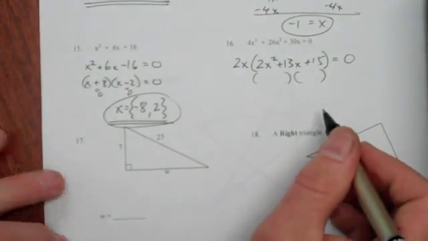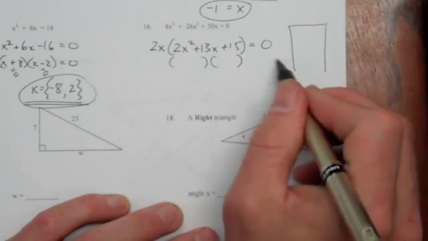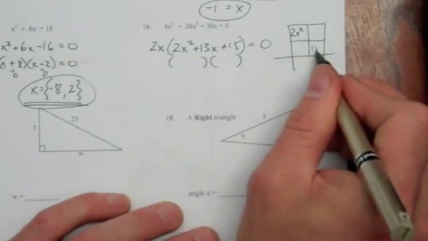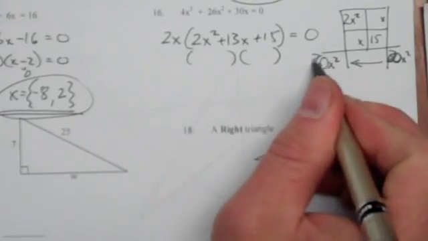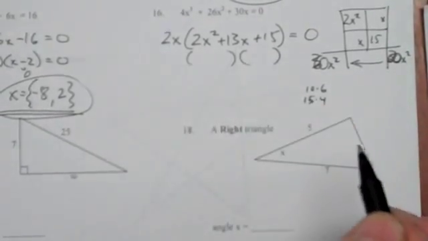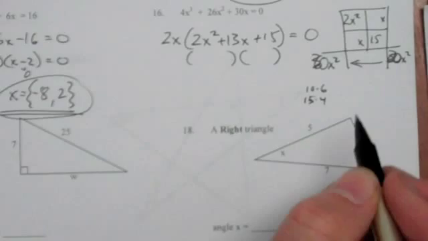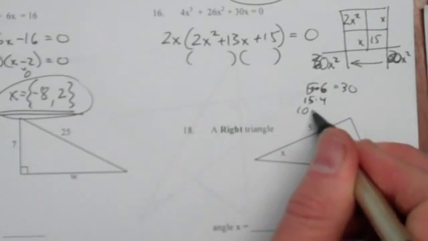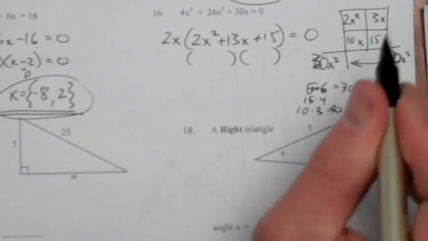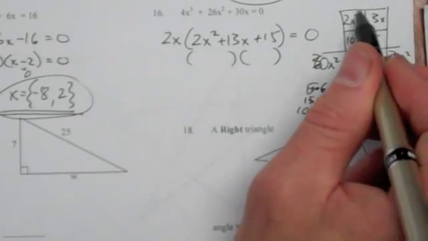This is the challenge. I'll quickly do the box method here just to review how that's done. I put 2x squared right there, I put 15 right there, and I multiply, and I bring that 30x squared over. So I'm looking for two numbers that multiply to make 30 that add up to 13. So multiplying, let's see, 10 times 3 gives me 30, so that makes sense. So this is going to be 10x and 3x. And there we go.